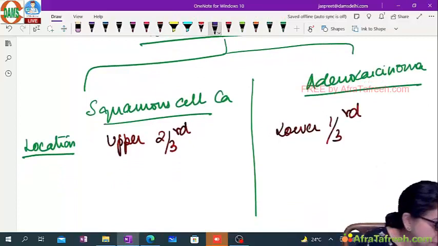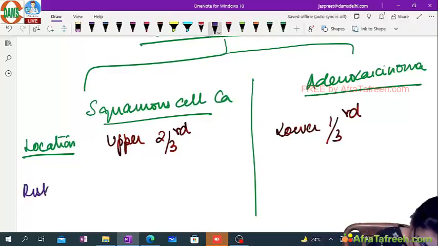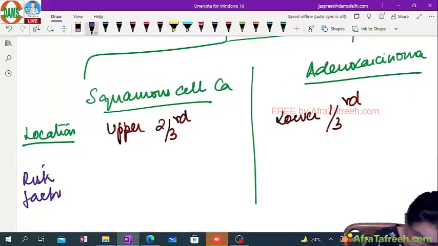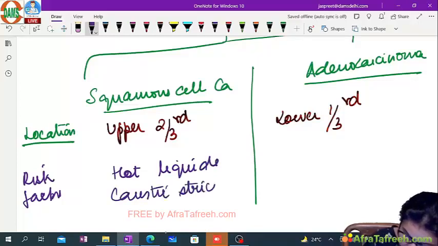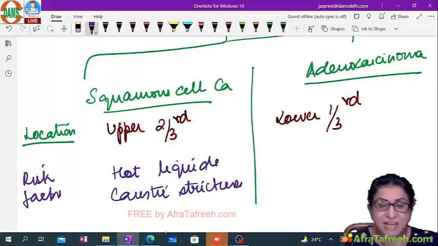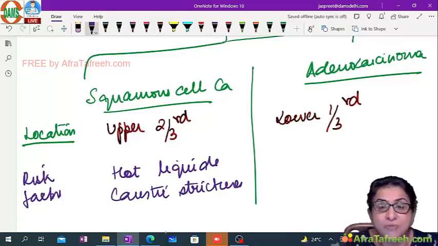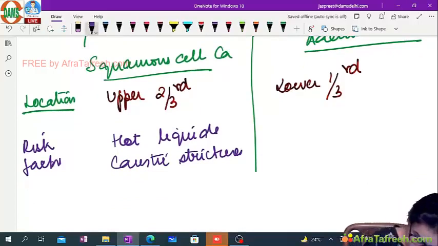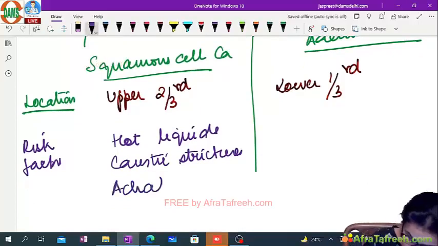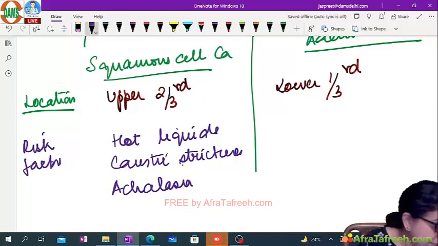Okay, second, let us look at risk factors. Risk factors for squamous cell carcinoma are number 1, ingestion of hot liquids, or caustic strictures. So if somebody has ingested acids or alkali and that leads to formation of strictures, those strictures can become malignant. Okay, third is achalasia cardia, which we already read.